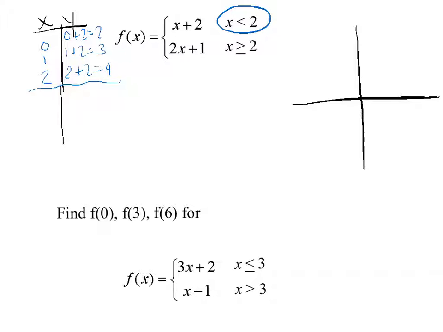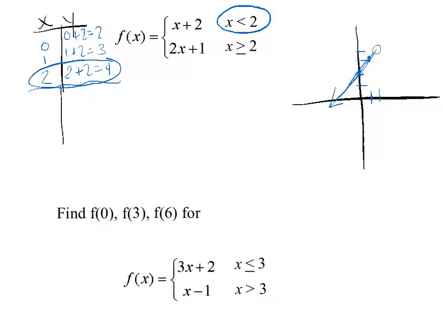So when x is 0, y is 2. Oh wait, nope. It's best to start down here with that 2. So when x is 2, y is 4, and so that's going to be my open circle. Then I can go to 1 and 3, and then 0 and 2, and then I can continue my line going that way with the arrow.